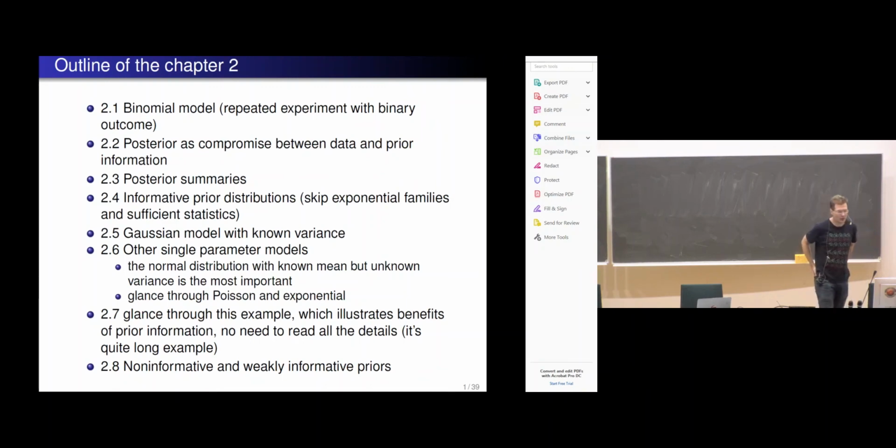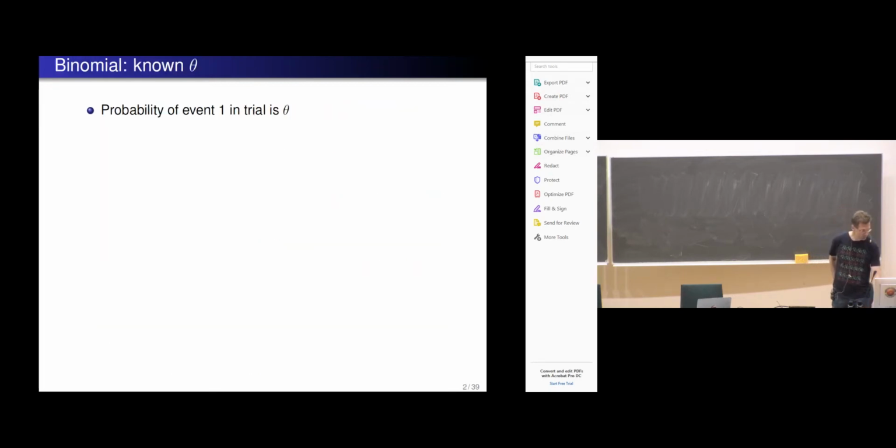So today I'll go through chapter 2, which is just one parameter models, and next week we have then multi-parameter models. But with these one parameter models, going through some of these important concepts, and in the lecture there's more about priors than in the book.